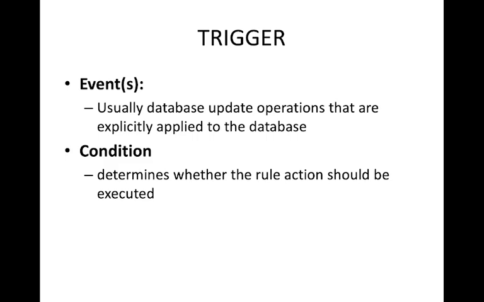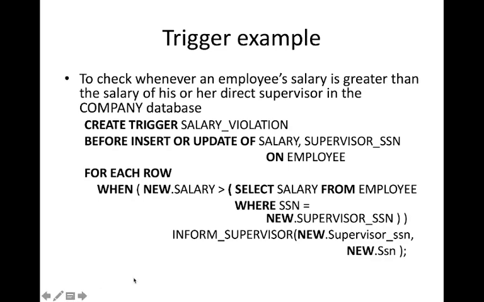So once the event occurs, if that condition is specified, it is evaluated first, and only if it evaluates to true, then the rule action will be executed. The condition is specified in the when clause of the trigger. So this is the name and this is the event. In the event, if we have specified a condition, this is actually the condition.